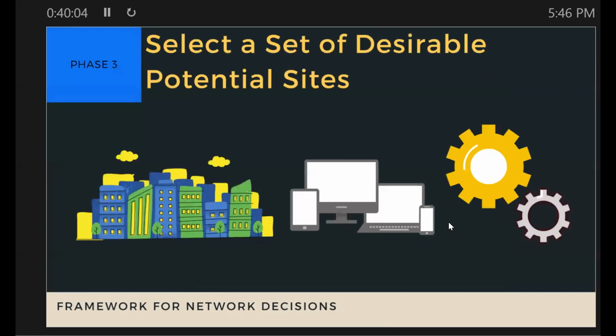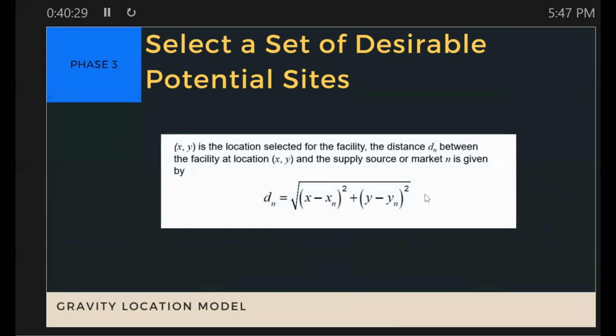So phase 3 is selecting a set of desirable potential sites. This includes hard infrastructure such as facilities and warehouses, availability of suppliers, and transportation. On the other hand, soft infrastructure may include the availability of skilled personnel and community receptivity to the business. There's also a mathematical formula for this, wherein you can identify the distance or the exact points to locate the potential site.